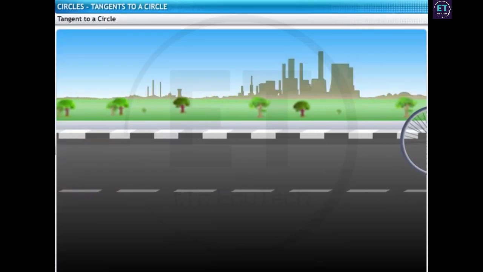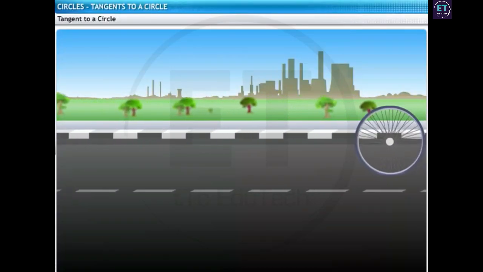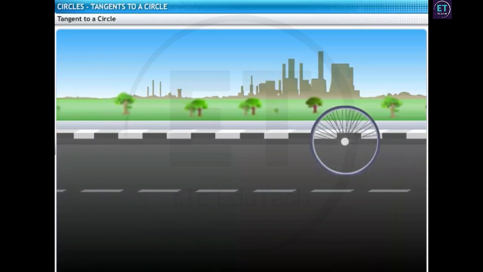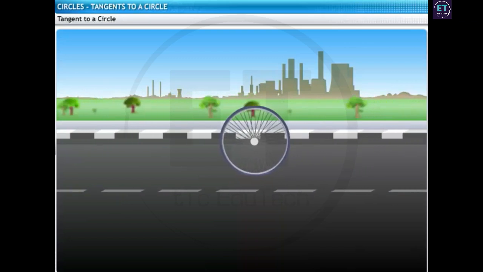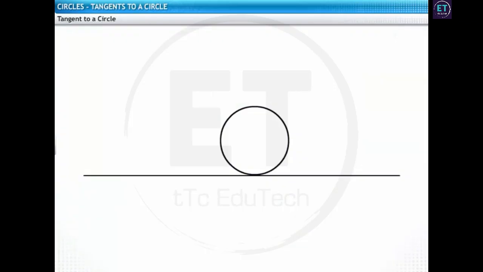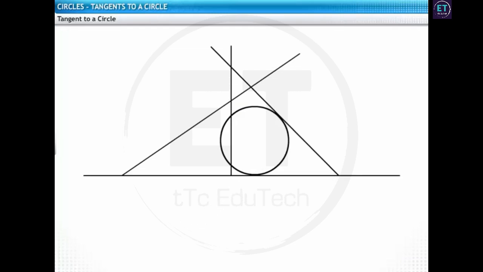Have you ever noticed the wheels of a vehicle moving on the road? What does the surface of the road look like against the wheel? Does it look like a line touching a circle at one point? Well, this is what you call a tangent. Here are a few more lines. Are all these tangents to the given circle? Let's find out. Observe this line.